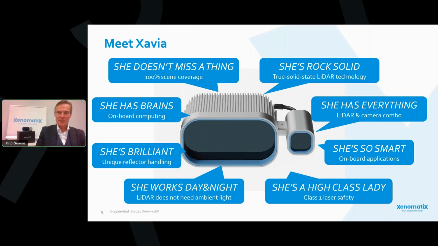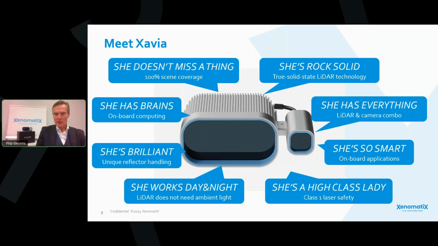This slide summarizes the key characteristics of Xavia. First of all, the laser light Xavia is emitting is covering 100% of the scene. So we don't measure sequential points, we don't use partial illumination, we don't have gaps in between lines or points. There is full coverage, and as such Xavia will not miss objects. Also, she's smart, and there is computing power. All the processing of the point clouds can be done inside the LiDAR.